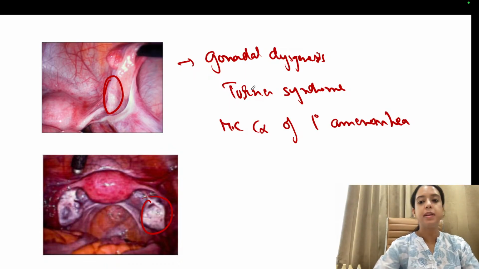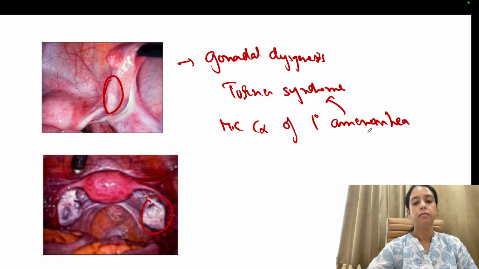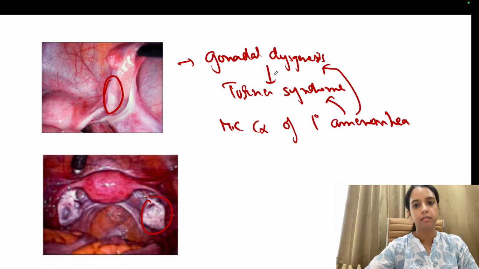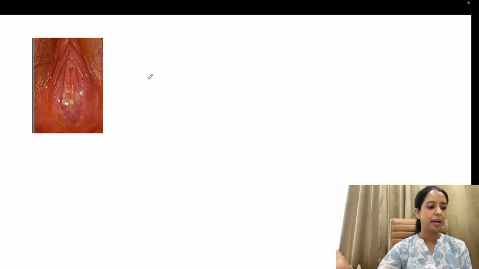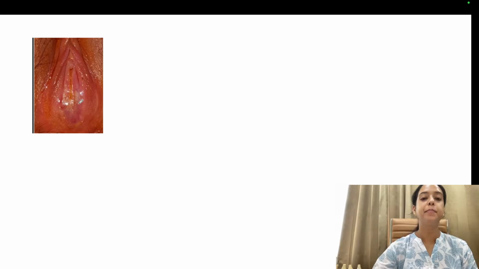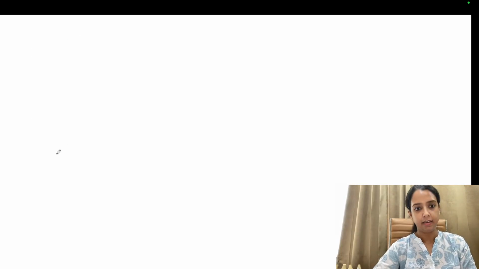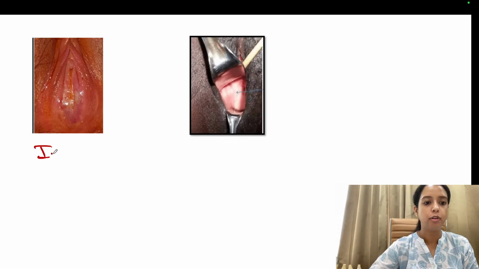Most common cause of primary amenorrhea, Turner syndrome. Or I can say most common cause of primary amenorrhea, gonadal dysgenesis. Okay, it's just the same. What is this? Another cause of primary amenorrhea. It is cryptomenorrhea. Can you see a bluish bulging membrane? Yes. So what is it? It is imperforate hymen.